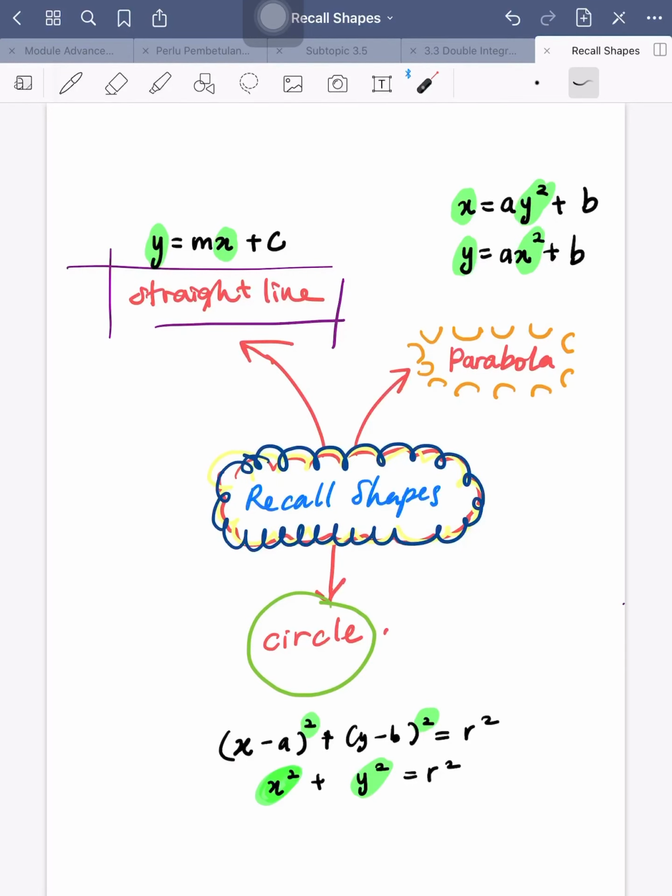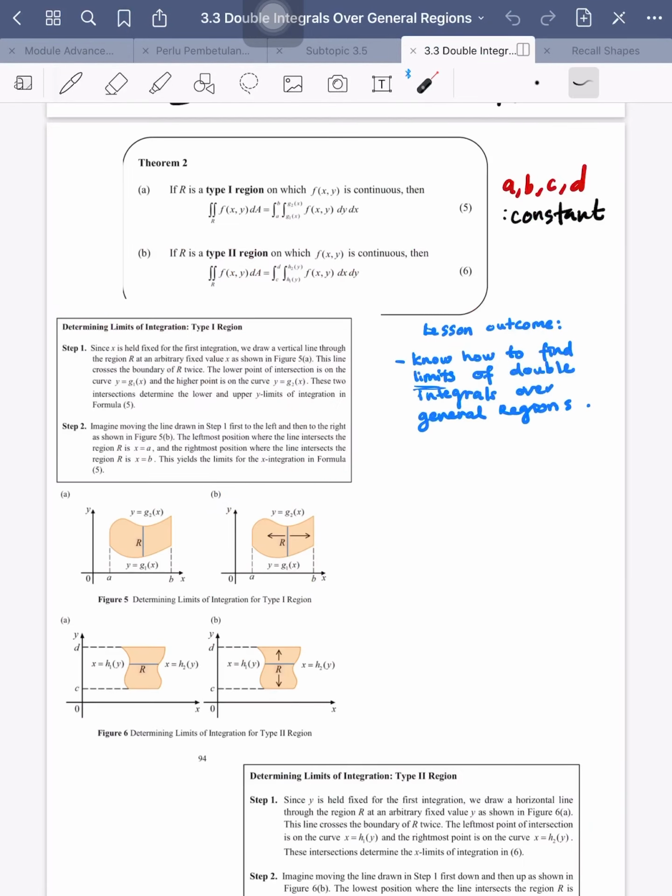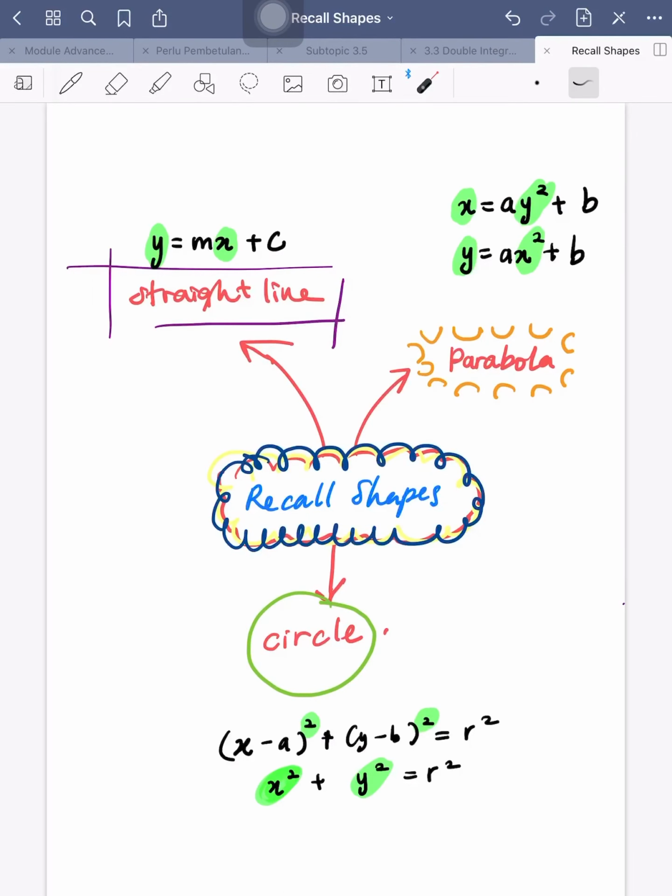Hi, in this video, I'm going to recall some shapes before we go to find limits, because in finding limits of double integral over general regions, you need to sketch. So I will recall three basic shapes that are commonly used in advanced calculus. Okay, first straight line, and then parabola and circle.